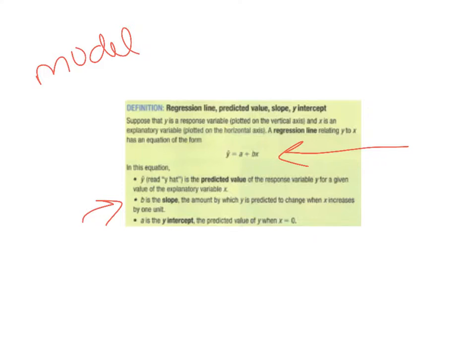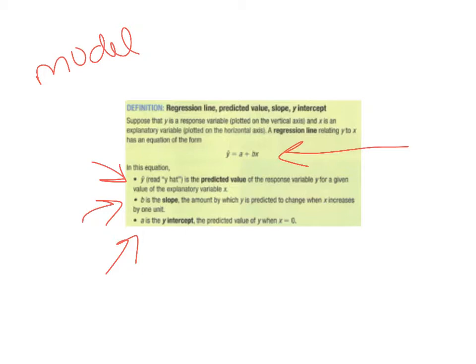y hat, this odd looking y here, is read as y hat. That's our predicted value of y for a given value of the explanatory variable x. So y hat is our prediction using this regression line. Okay, and then a is the y-intercept. That's our predicted value of y when x is equal to 0. So it looks a little bit different than what you're used to with the slope of a line equation, but the stuff in it is still the same.